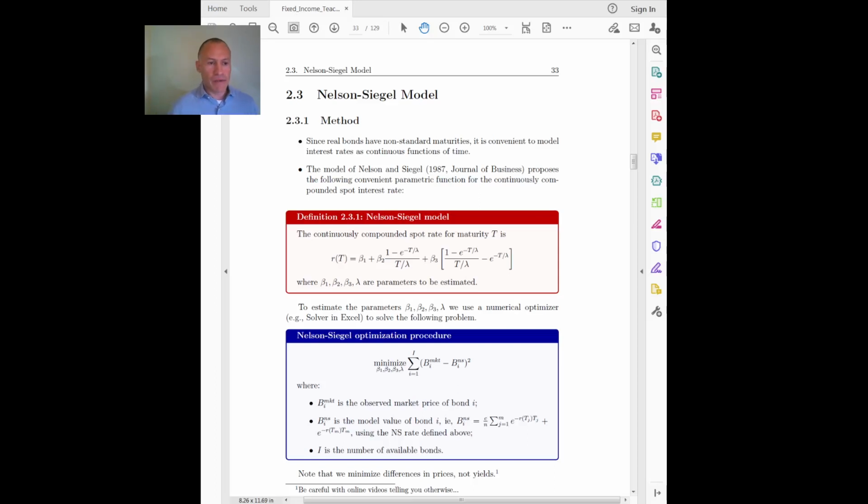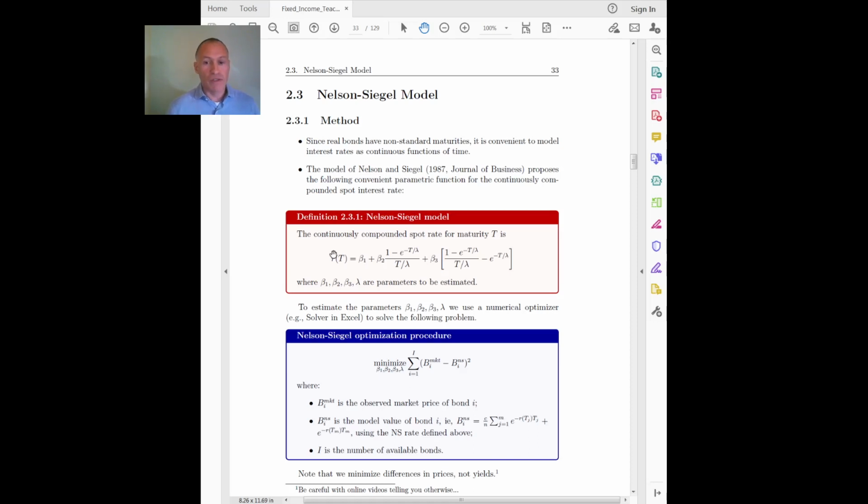Okay, now the second method is called the Nelson-Siegel model. So the issue was the following. Obviously, in reality, bonds will not have the nicely spaced maturities as we saw in the bootstrap method. So the bootstrap becomes very cumbersome to apply in real life. So what these two authors proposed was a solution to that problem.